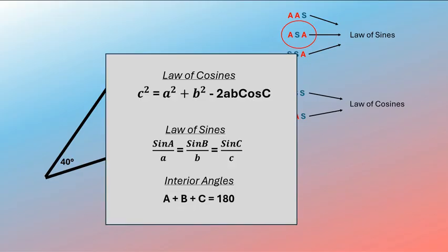Now, to solve a non-right triangle, we have three methods of finding missing sides and missing angles. An ASA triangle requires us to use the law of sines. It does not require us to use the law of cosines, right? So this is going to be a little bit easier compared to other types of non-right triangles.